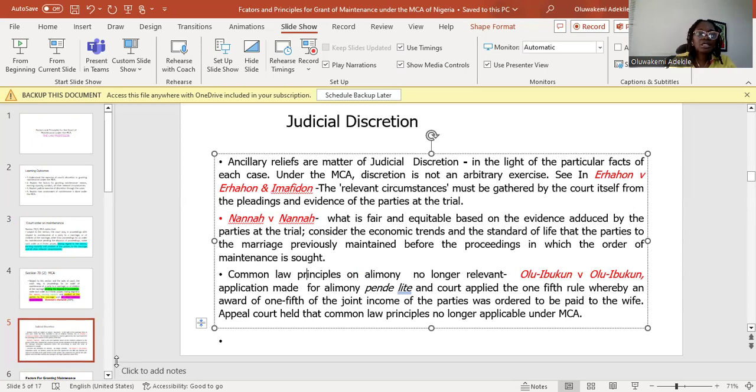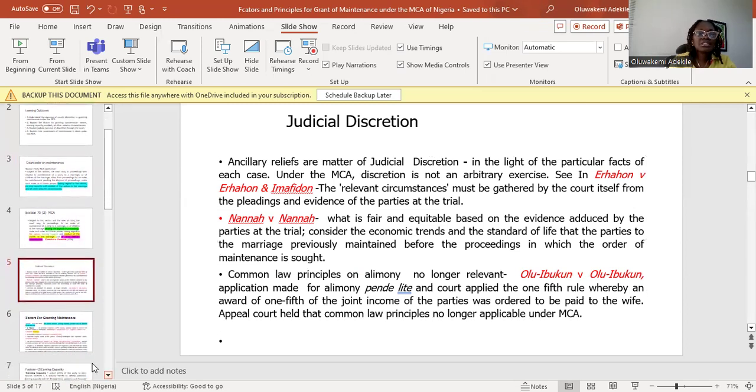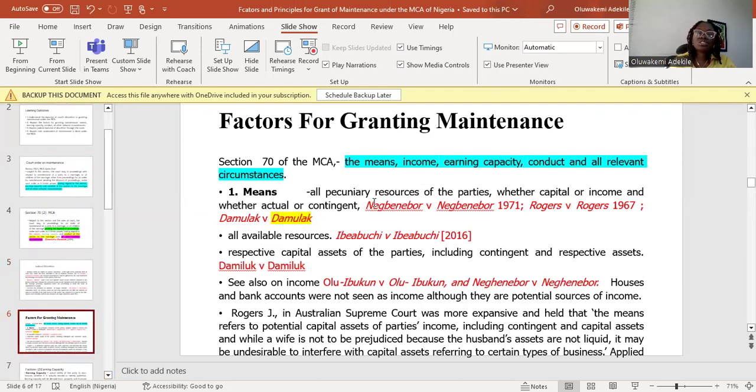Now, the court, in giving this maintenance, is meant to look at these factors that we have mentioned. So it is now expected that every student and every practitioner should be able to explain what is meant by means. Section 70 says the court should have regard to the means of the parties. The courts have defined means to include the pecuniary resources of the parties, financial resources. It may be in capital form, or it may be income. It may be actually earned or contingent, like what you're expecting, for instance, your rent expectations, your dividends that you're expecting from your shares. So it may be earned or contingent, but all the resources available to the parties will be examined vis-a-vis each other to determine that maintenance is necessary.